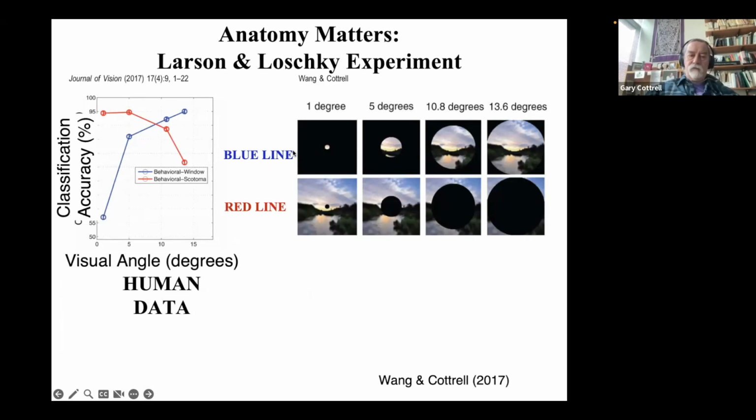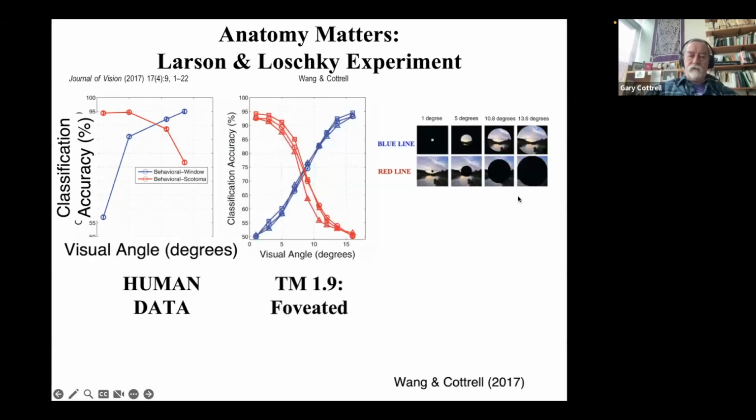So the blue line here corresponds to these four conditions. And you can see with this, you're down practically at chance. And for the red line, you can tell what it is for a long time, and even pretty well, even in this situation, way above chance.